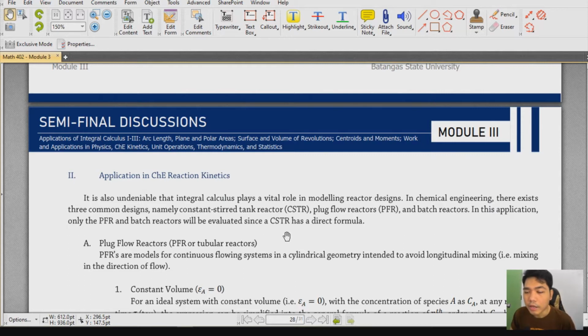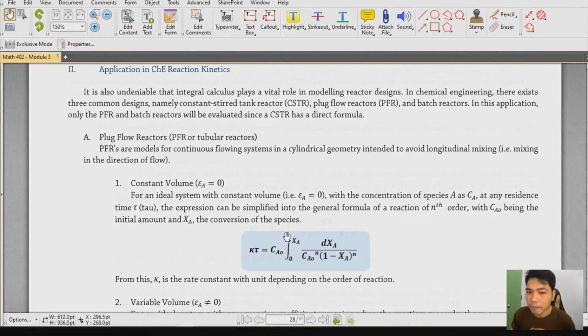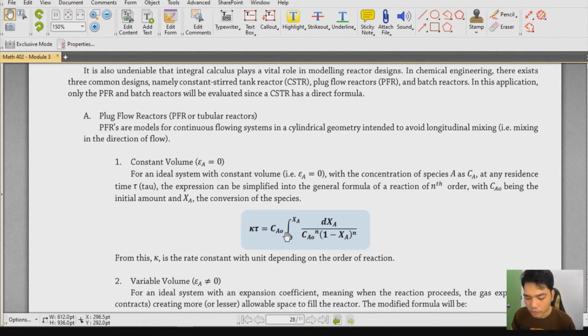And before we solve for that, let's discuss first the second part of this application in higher engineering, which is about the reaction kinetics. Now, reaction kinetics is one of the subjects that will give you a review of your integral calculus, because it will really use a lot of integration processes.